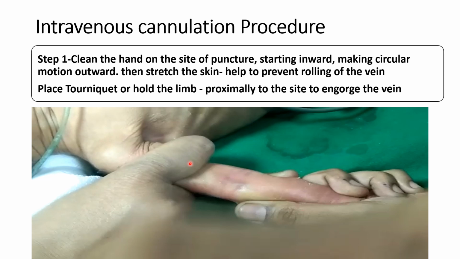And another person should hold the limb proximal to the site of puncture. It will act as a tourniquet. Because in pediatric patients they will move the limb. So to prevent the movement of the limb, some other person should hold the limb proximal to the site of puncture, just like a tourniquet.